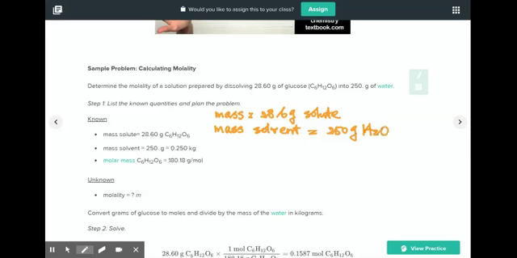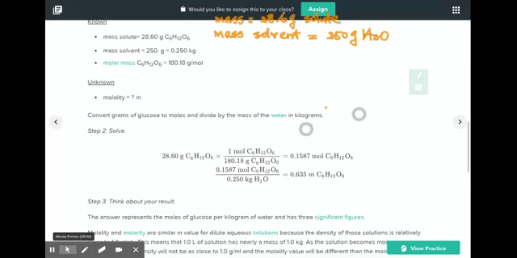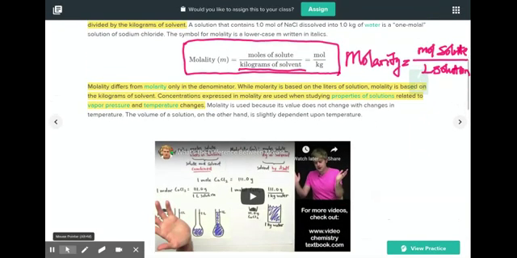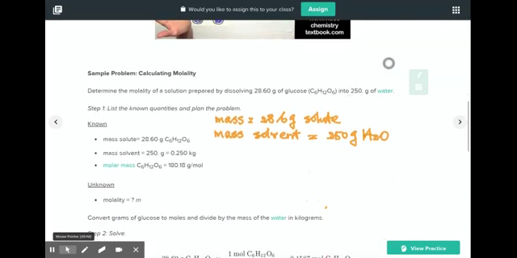Once we have the given, we have to write our formula. Our formula is molality, small m, equal to mole of solute over kilogram of solvent.